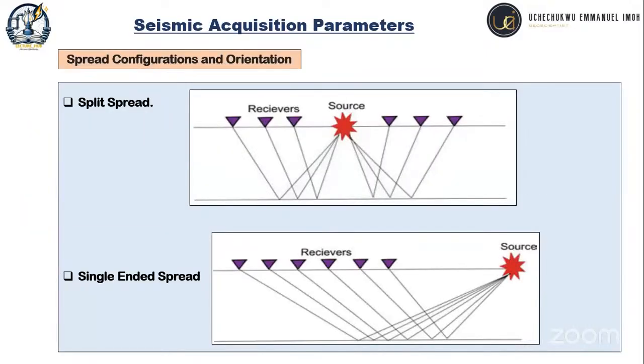So last time I talked about what we call the split spread and single-ended spread for acquisition, where the split spread means the source point, or shot point, is in between the receivers, and the single-ended spread is where the source is at the end of the receiver line. This is usually common for marine acquisition, and the split spread is common for land acquisition.